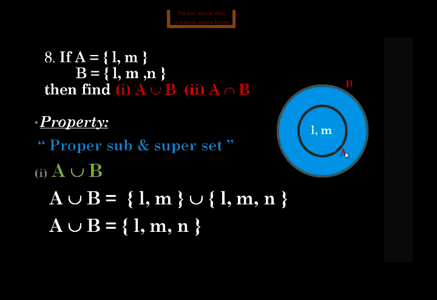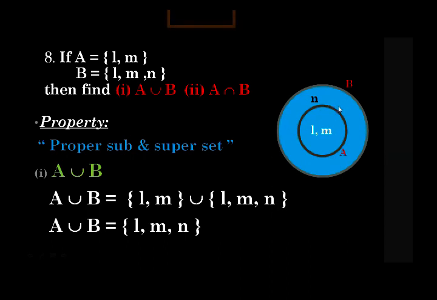A contains L and M, and B contains L, M, N and Y, because L and M are common. The common elements we have to write in the subset, and the remaining elements we have to write in the superset. L and M are common in both sets. Here this is L M, here this is L M. So this is the common part. These common elements we write in the small circle, which means the subset, and the remaining elements of the superset we write in the superset.